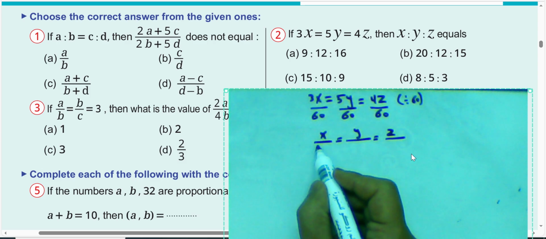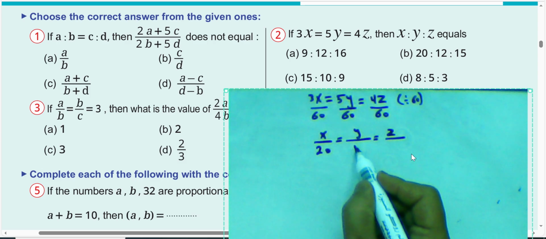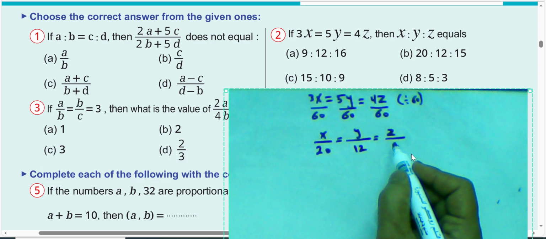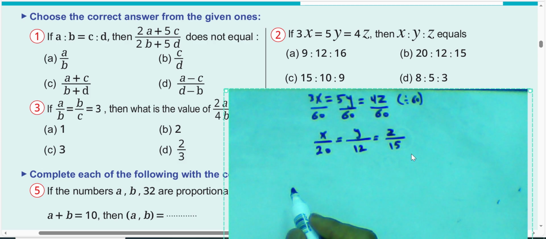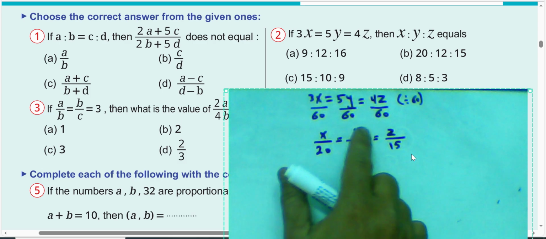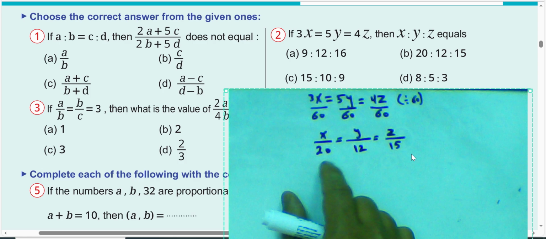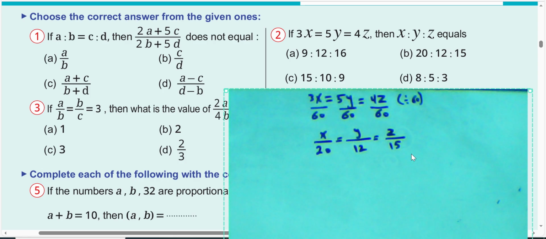60 divided by 3 equals 20. 60 divided by 5 equals 12. 60 divided by 4 equals 15. The ratio between x and y and z will be 20 to 12 to 15. Understood?